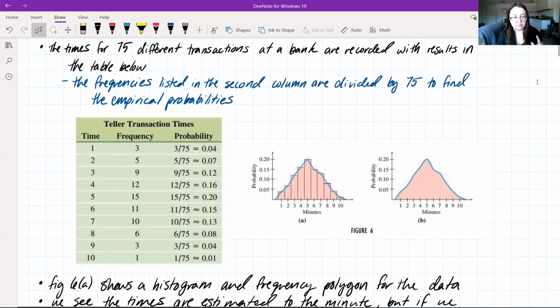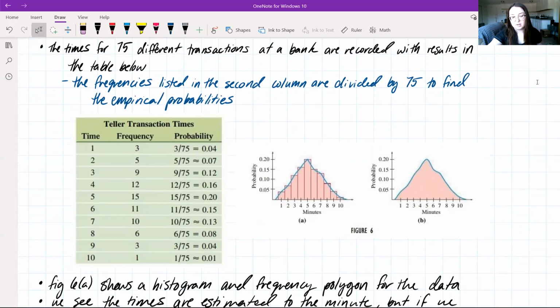So we see here we have this table, we have all of our different times, we have our frequencies, and then we have our probabilities, since we see that there are 75 transactions total. So we divide each one of these terms by 75 to get the probability. Then we can put them into a histogram with a frequency polygon, like in figure 6 here.